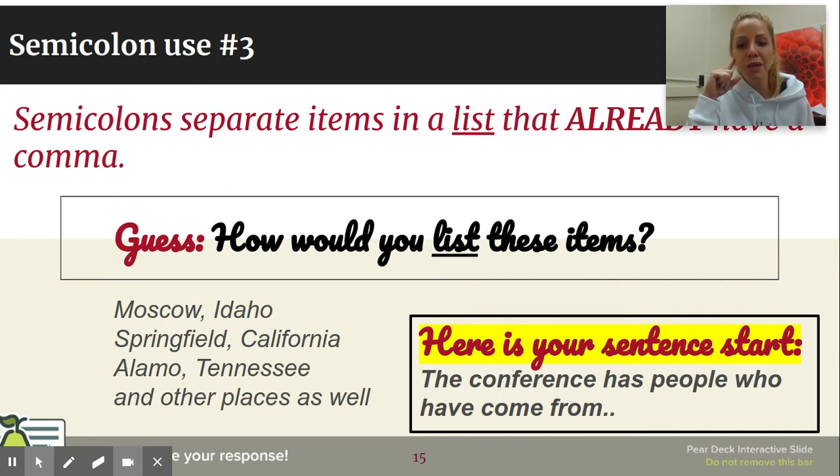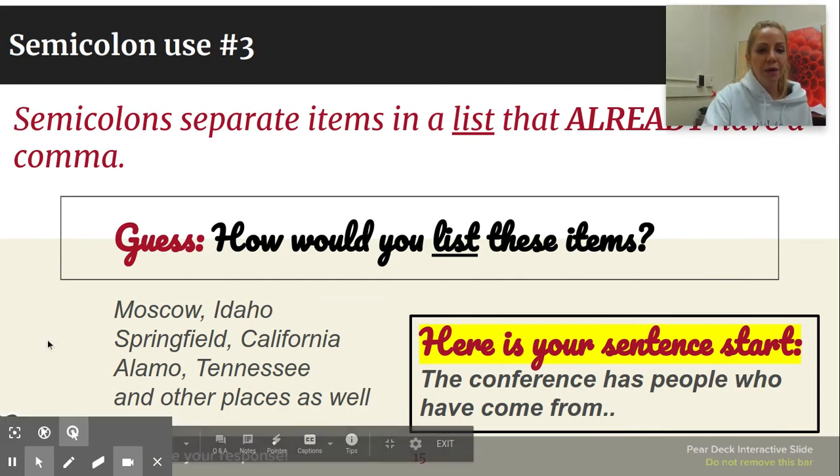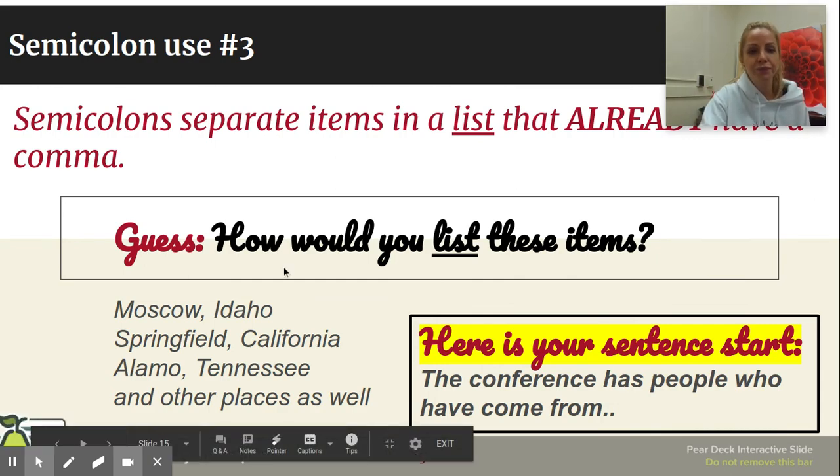So here's your sentence start. The conference has people who have come from. Go ahead and guess. How would you write that sentence? Listing Moscow, Idaho, Springfield, California, Alamo, Tennessee, and other places as well. How would you use the semicolon to combine that list in a sentence? Pause me here if you need more time. Otherwise, let's check your work.